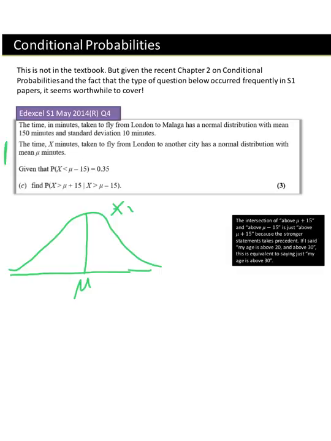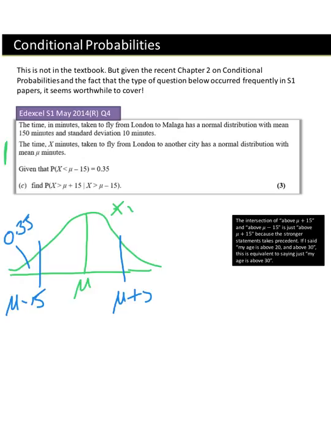It says, given that the probability that x is less than mu minus 15 equals 0.35, so that area there, 0.35, and this here is mu minus 15. Find the probability that x is greater than mu plus 15, given that x is greater than mu minus 15. Okay, so we need that.